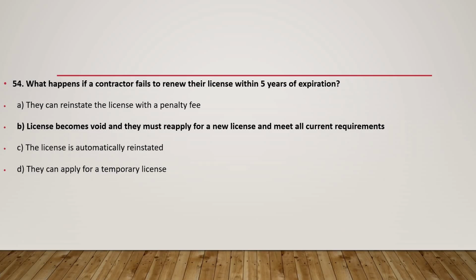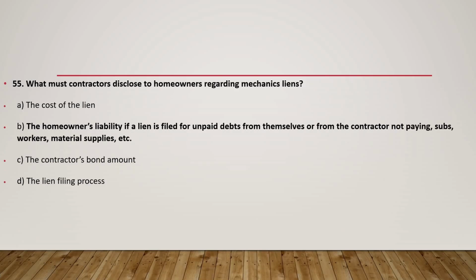B. License becomes void, and they must reapply for a new license and meet all current requirements. 55. What must contractors disclose to homeowners regarding mechanics liens? B. The homeowner's liability if a lien is filed for unpaid debts from themselves or from the contractor not paying subs, workers, material suppliers, etc.